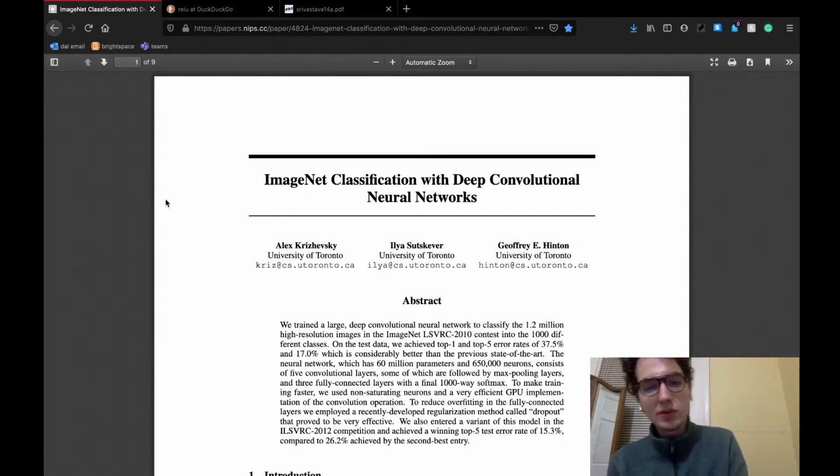The paper deals with an architecture called AlexNet, but the paper itself is called ImageNet Classification with Deep Convolutional Networks. It was made by the team of Alex Krizhevsky, Ilya Sutskever, and Geoffrey E. Hinton, all from the University of Toronto. And of course, I'll have those referenced citations down below.